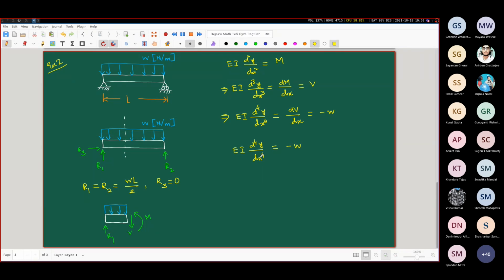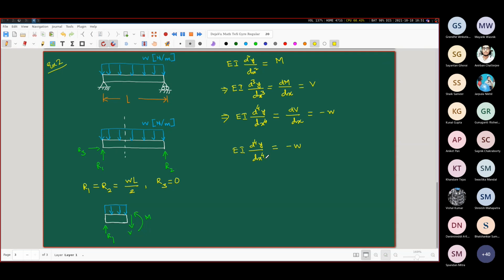Now, this is a fourth order linear differential equation, so you have to integrate this 4 times. If you integrate this 4 times, how many constants of integration are you going to end up with? 4. Yes, you're going to end up with 4 constants of integration, which means you need 4 conditions in order to find those unknown constants of integration.